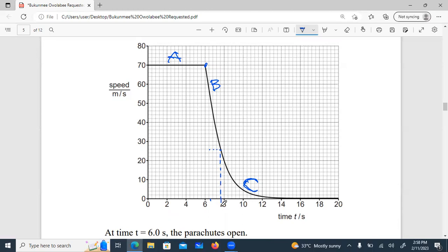So the time we have here should be 7.8 seconds. That's the time frame we have down here. Okay, then what about our speed? Let us check what speed we have here.